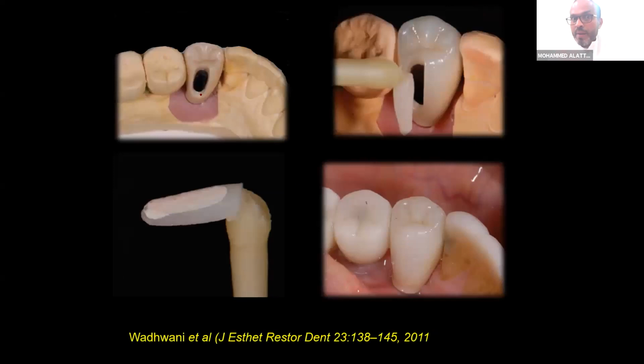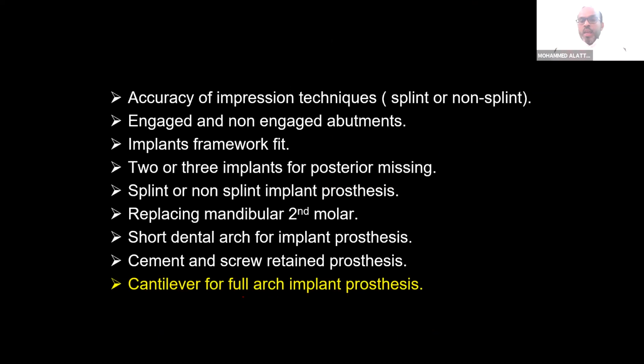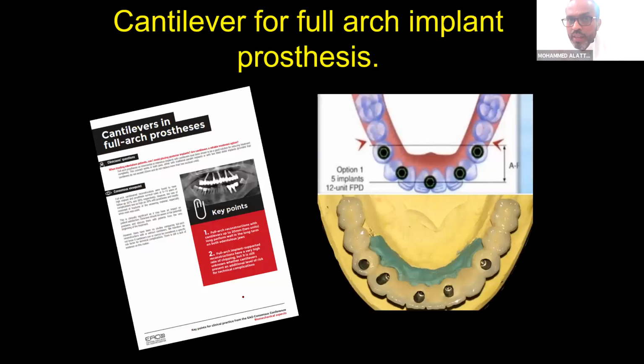What about the points of the cantilever for the full arch prosthesis? The cantilever for the full arch prosthesis was the first option with Brånemark when he started replacing the mandibular cases, that he would do a fixed prosthesis with distal cantilevers. But what he did in his prosthesis, he did it like this, with a way to do a retrieval.